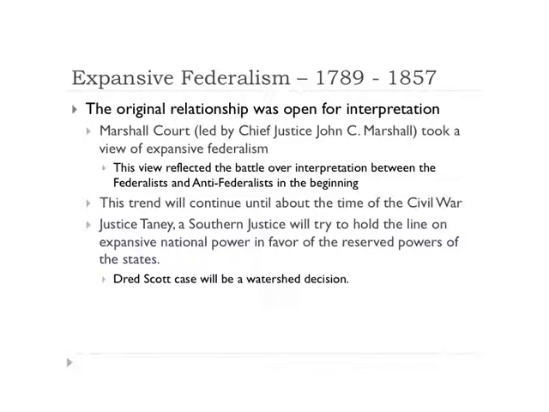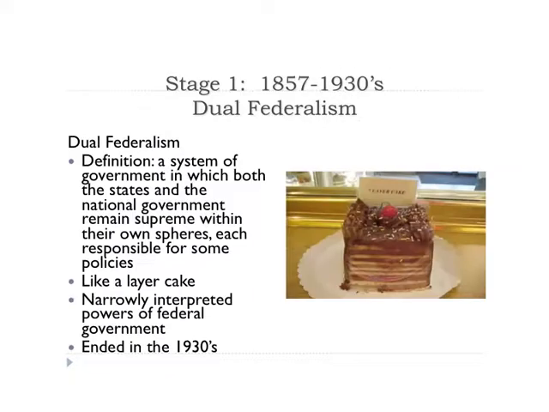The Dred Scott case in 1857, which was the first decision of the Supreme Court to overturn an entire federal law, the Missouri Compromise, is really a watershed decision. And of course, it leads to the Civil War, where we begin to answer this question about federal supremacy in the Civil War and its aftermath. Now, from that point forward, the court will begin to interpret the relationship as one of dual federalism.